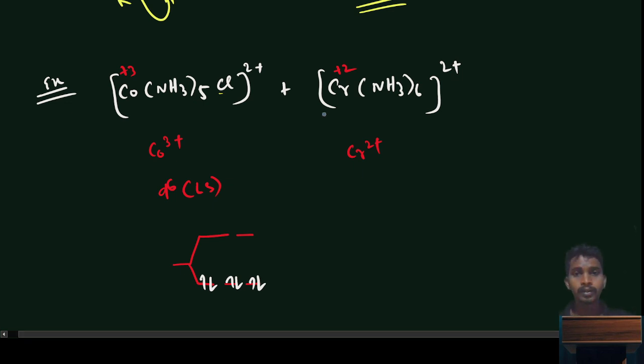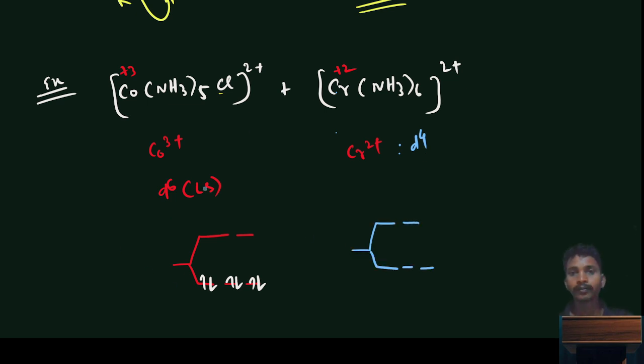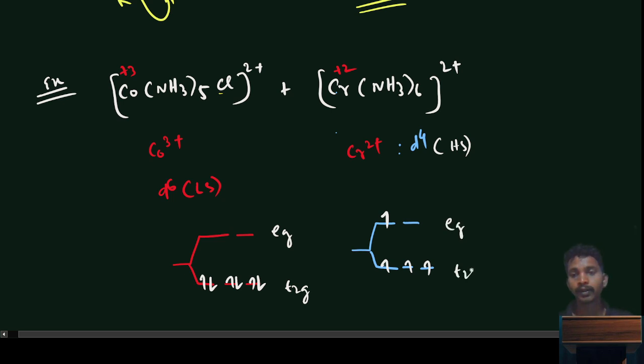Now in this case, this is chromium 2 plus, that is d4. For any 3d series with plus 2 oxidation state, up to en all are weak field ligands. So NH3 comes before en, so this is a weak field ligand. High spin will occur because it is a weak field ligand. So electrons will be 1 2 3 and 4. This is Eg and this is T2g.